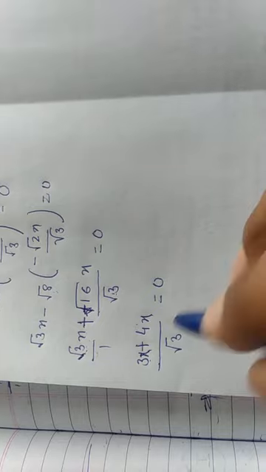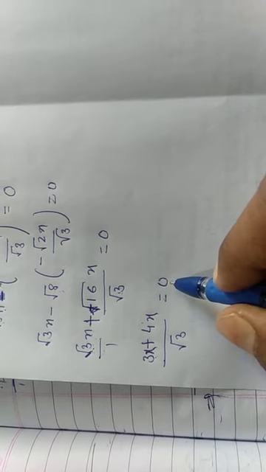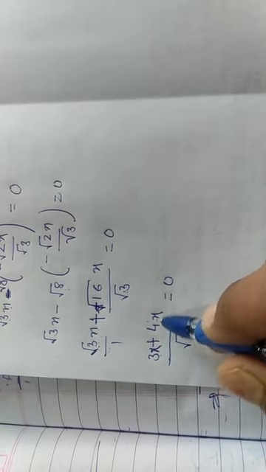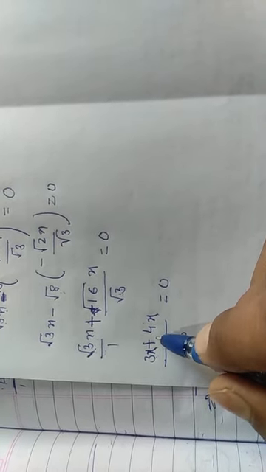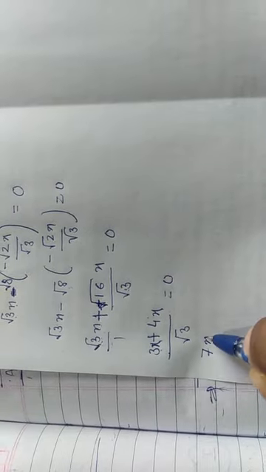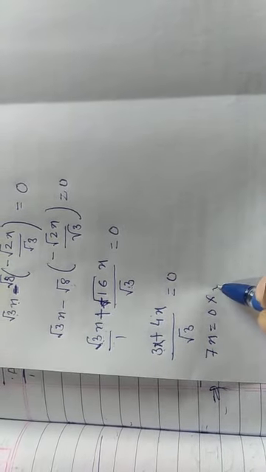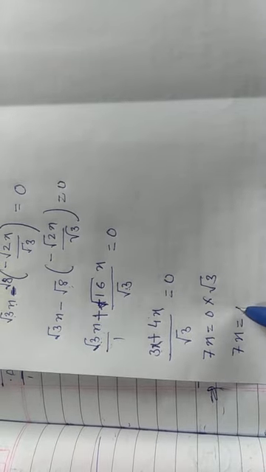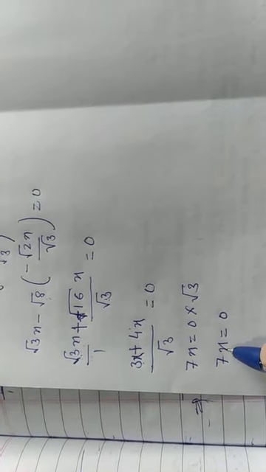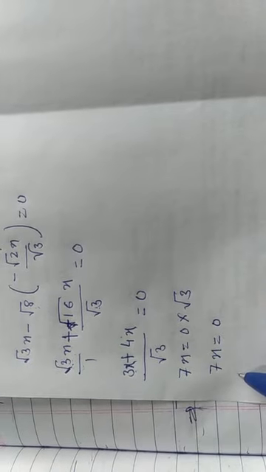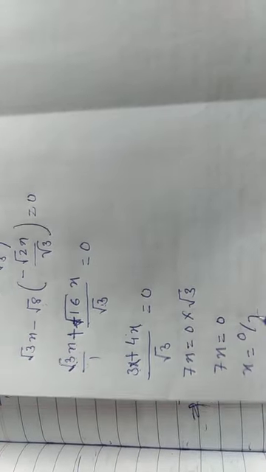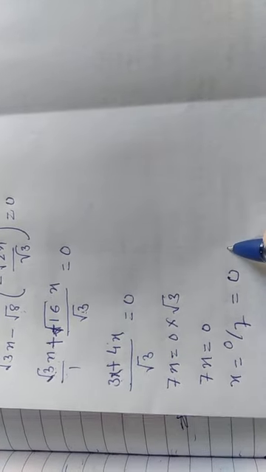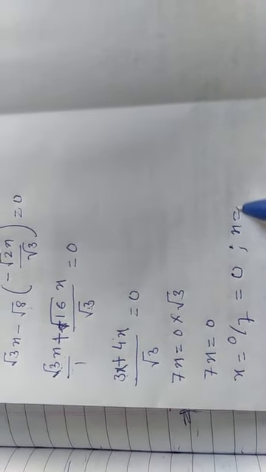Now this root 3, if we multiply with the 0, first of all we'll add the numerator. So 3x plus 4x is equal to 7x, which is equal to 0 into root 3. That gives 7x is equal to 0. So 7 is multiplying with x. If we shift it to our right hand side, we get division, that is x equal to 0 upon 7, that gives x equal to 0. So this is nothing but the value of x equal to 0.